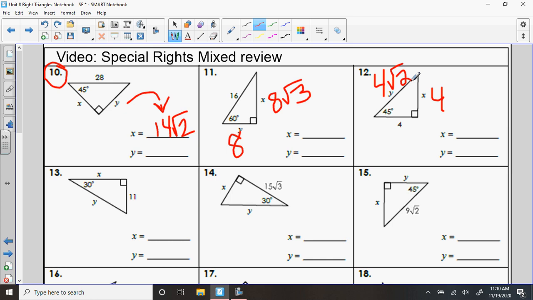13, the little leg is 11. The hypo is twice the size. And the big leg is times radical 3. And 14, the big leg is 15 radical 3. To get the little leg, you divide it by radical 3. And they cancel off. The little leg's 15. The hypo is twice as big.